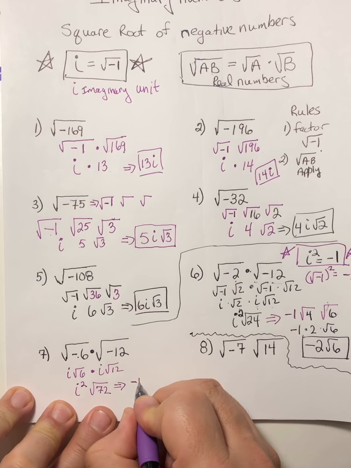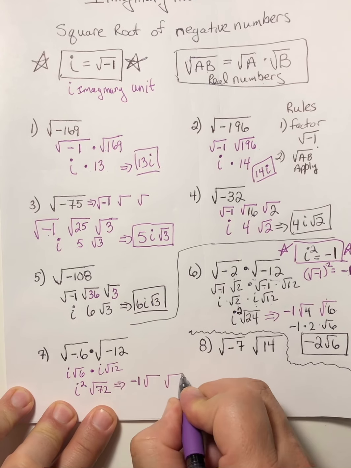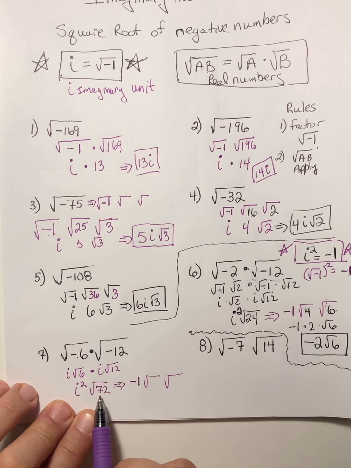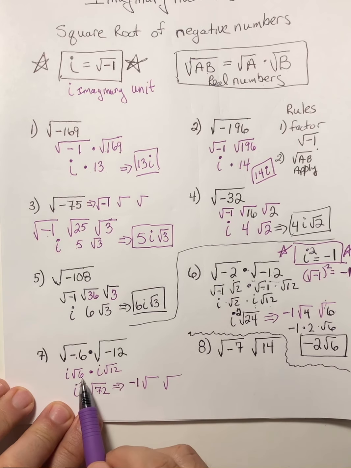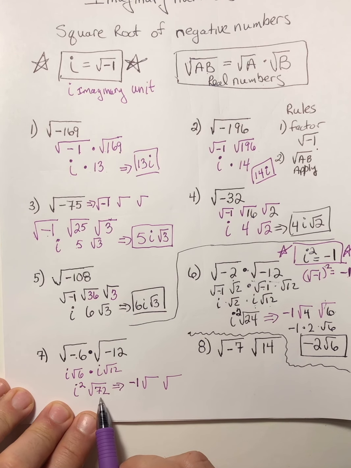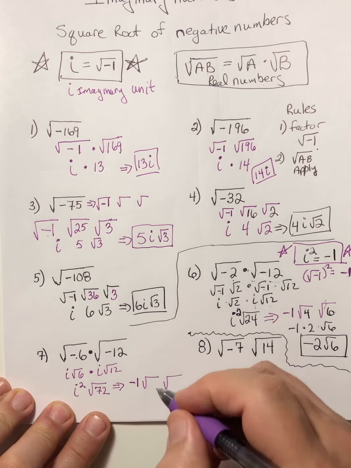So we have negative 1 times, all right, what's the perfect square that goes into 72? Okay, don't say 6, 6 is not a perfect square. Don't say 12, 12 is not a perfect square. 9 is not the biggest perfect square. Okay, 9 is not the biggest perfect square. 36 is.